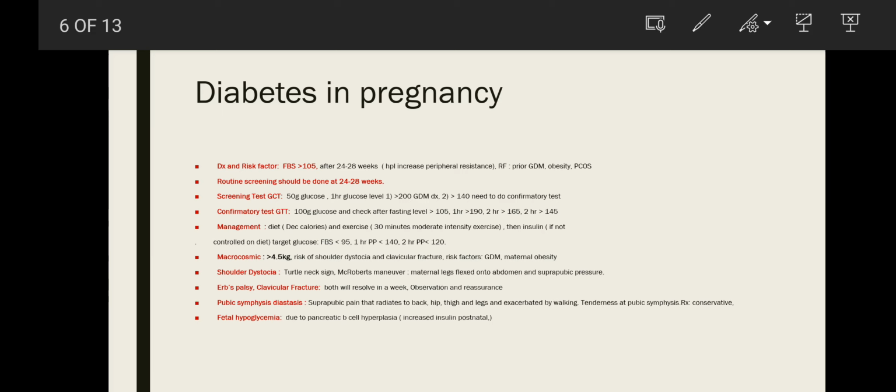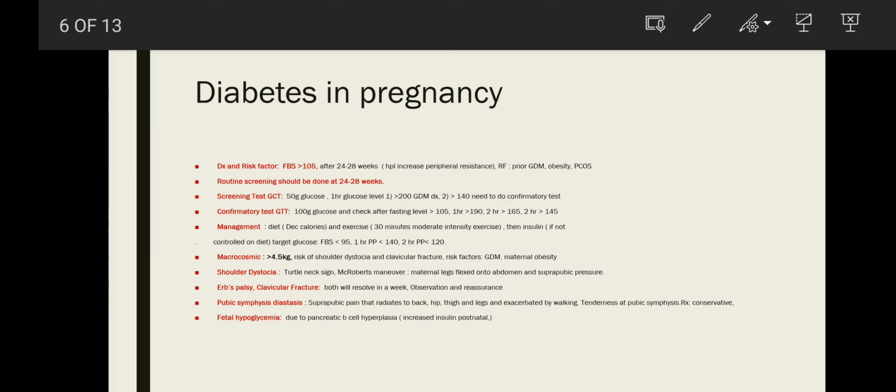What is shoulder dystocia? In shoulder dystocia, there is a turtle sign, in which the fetal head comes out and then goes back into the maternal pelvic cavity. For the management of shoulder dystocia, we do a maneuver called McRoberts maneuver, in which maternal legs are flexed onto the abdomen and then suprapubic pressure is applied. In most cases, this maneuver works and the baby delivers easily.